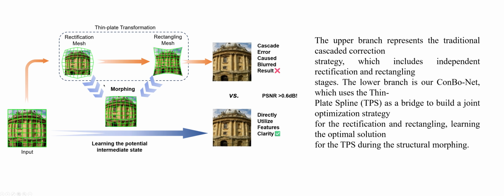Our key insight is that the same thin plate spline-based transformation has structural continuity across these two tasks. This allows us to propose ConBo-Net, a single-stage end-to-end framework, like the lower branch, which dynamically learns the optimal TPS solution. Our method achieves over 0.6 dB PSNR improvement while avoiding the feature blurring of two-stage approaches.